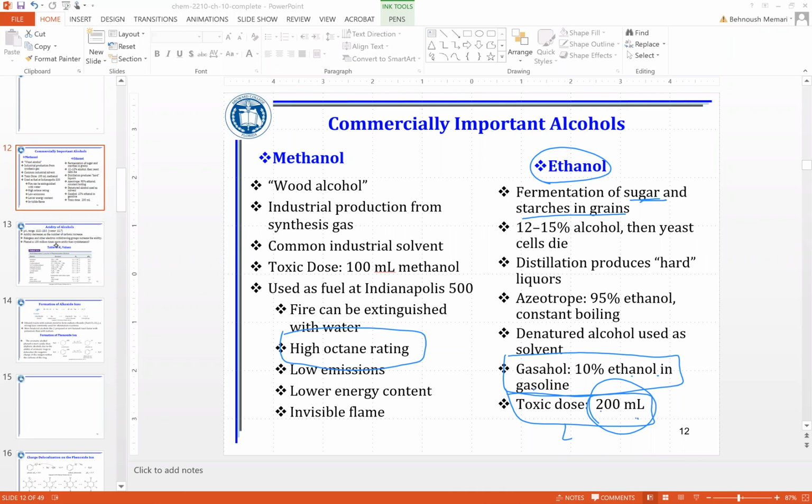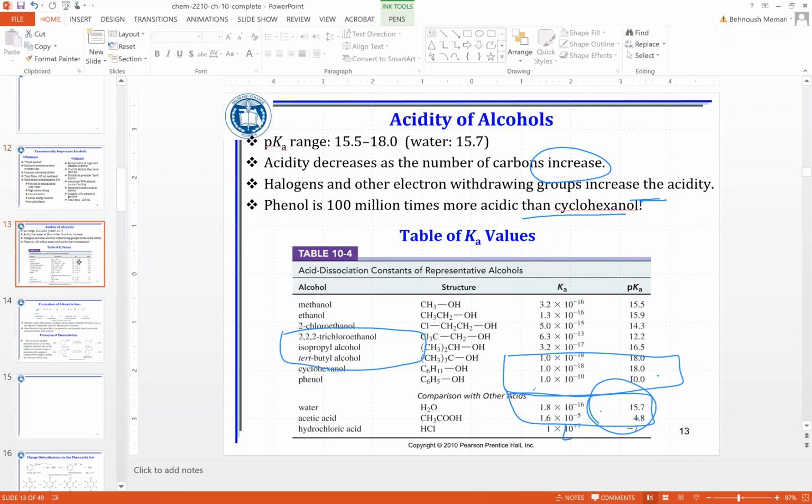So methanol, then ethanol, then you have propanol, or isopropyl alcohol. Isopropyl alcohol is also called rubbing alcohol. That's what you actually find in the brown bottles that they sell, and it's toxic. It's highly toxic. You don't want to ingest it.